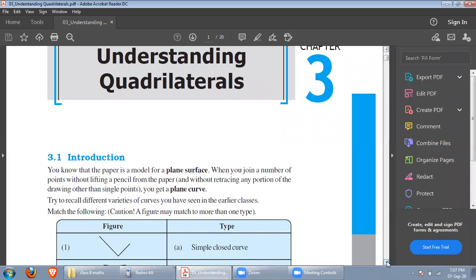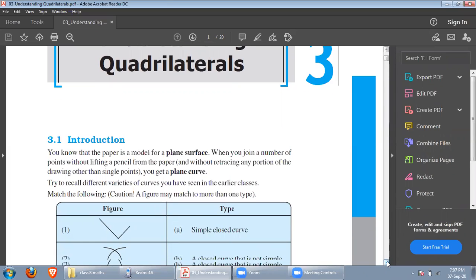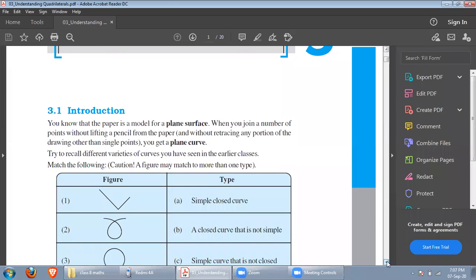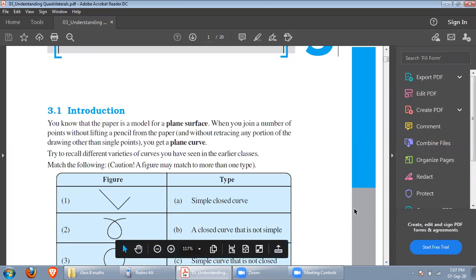So let's start. Quadrilaterals, understanding. Yes? Yes, I have done the recording.